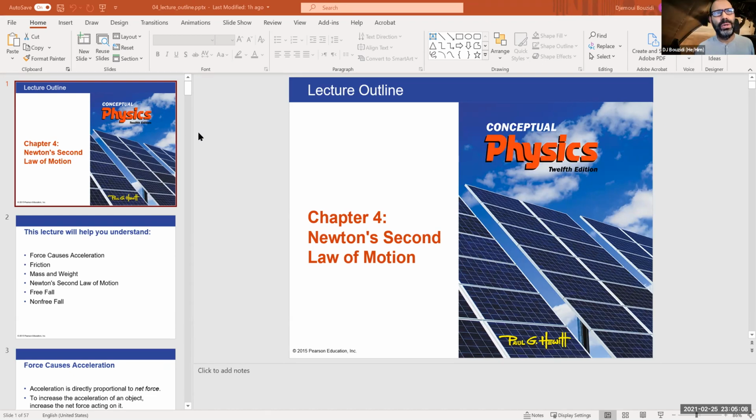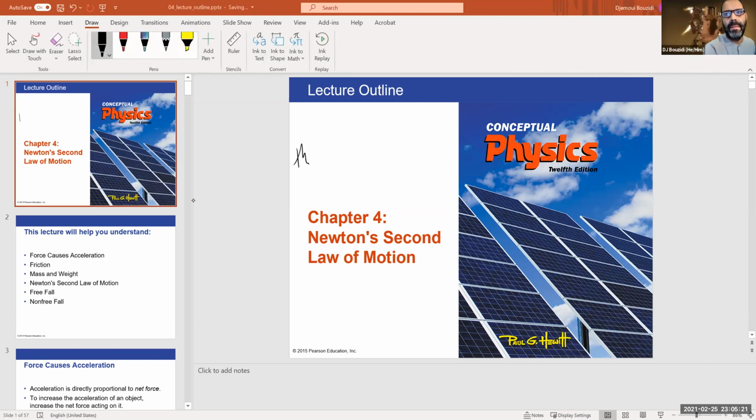Today's chapter is all about Newton's laws of motion, basically the second law, which is really, if you want to call it, this is the law.